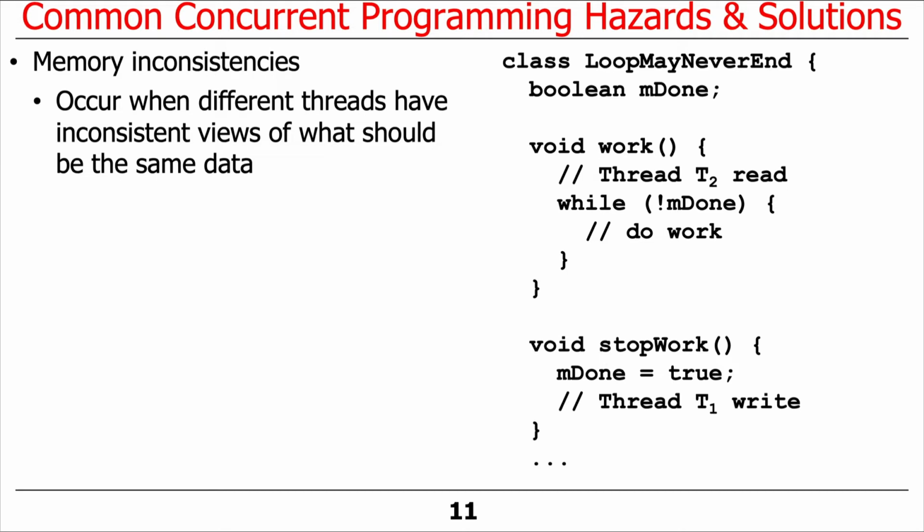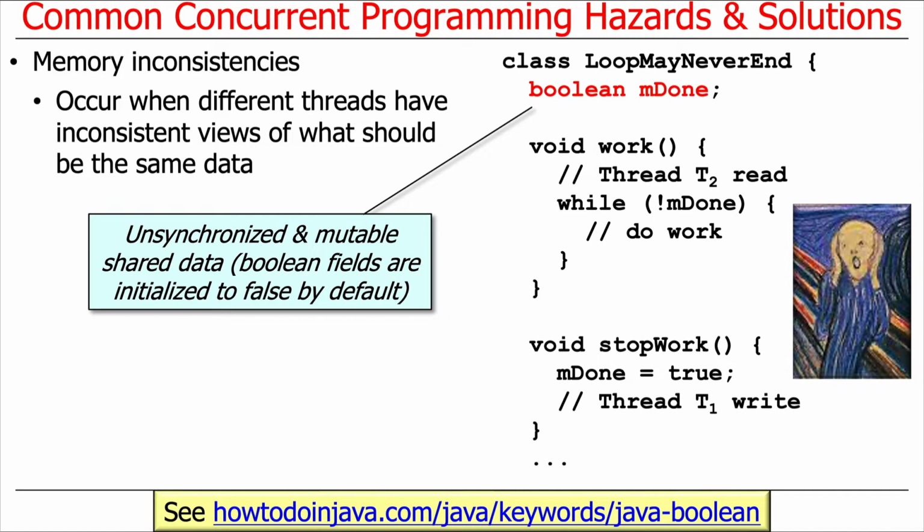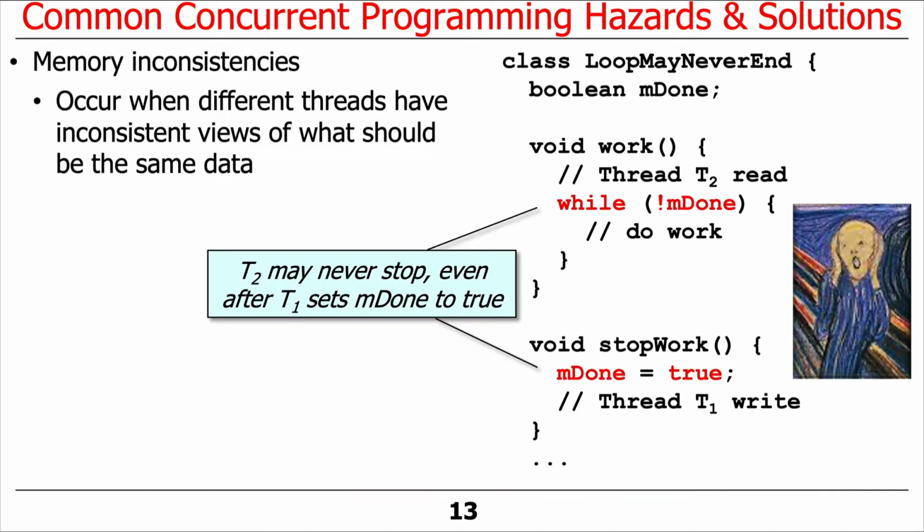What we have here is unsynchronized, mutable shared data. Remember that in Java, Boolean fields are initialized to false by default. So this starts out false, which is fine, but it's not synchronized. What's going to happen here is chaos and insanity, because if we have thread T2 calling this method and thread T1 calling this method, then this method is sitting here basically saying while done is false, do something. And down here, this thread thinks it's going to stop the other thread because it's going to say, hey, done, you're true, you're done. But the problem is that because this is unsynchronized, it may take a while, perhaps forever, for the change from this thread and its multi-core cache to be propagated over to this thread in its multi-core cache.